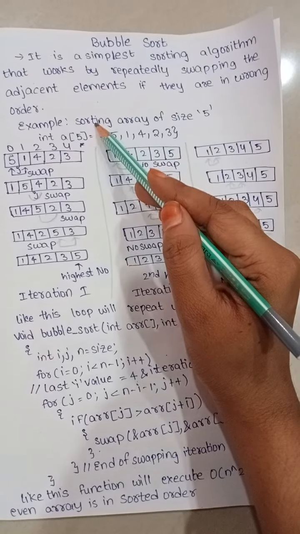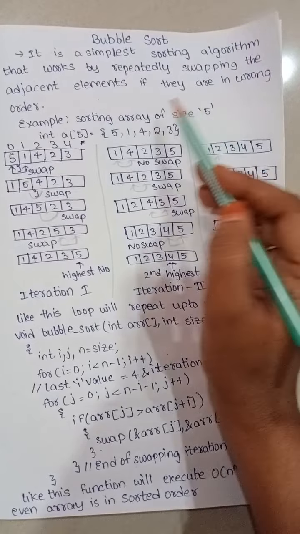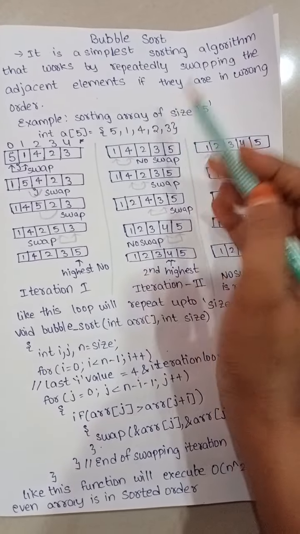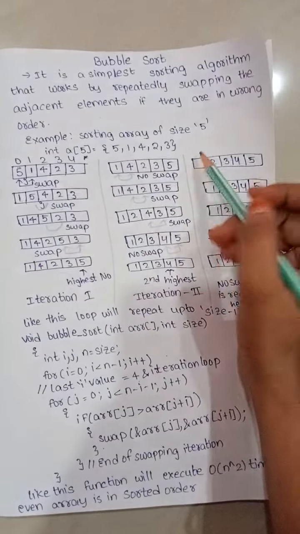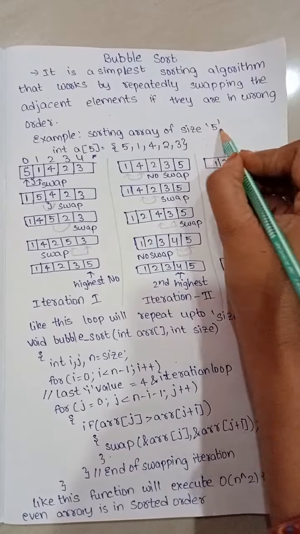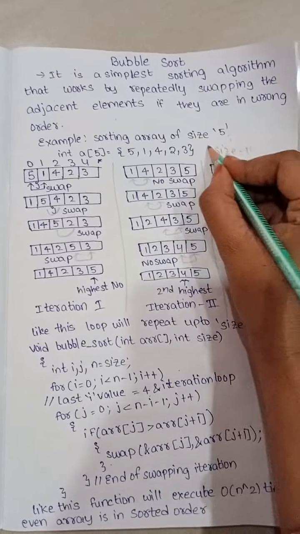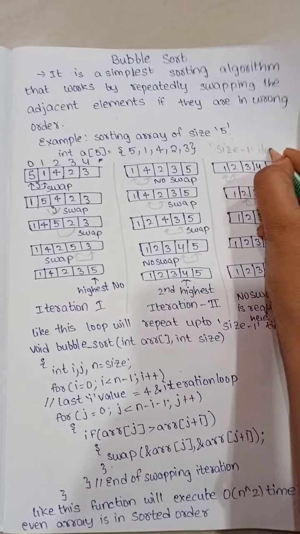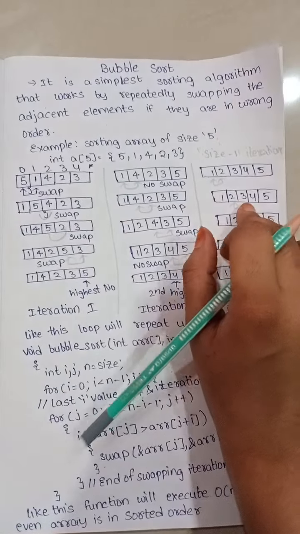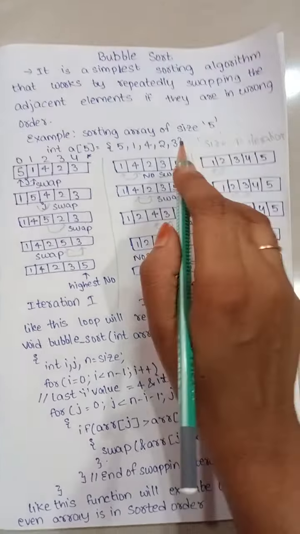Let us look into the example. Let us take an array to be sorted of size 5. I am taking the values as 5, 1, 4, 2, 3. It will repeat the iterations up to size of array minus 1 times. Here I am doing only 3 iterations, but it will execute size minus 1 iterations.